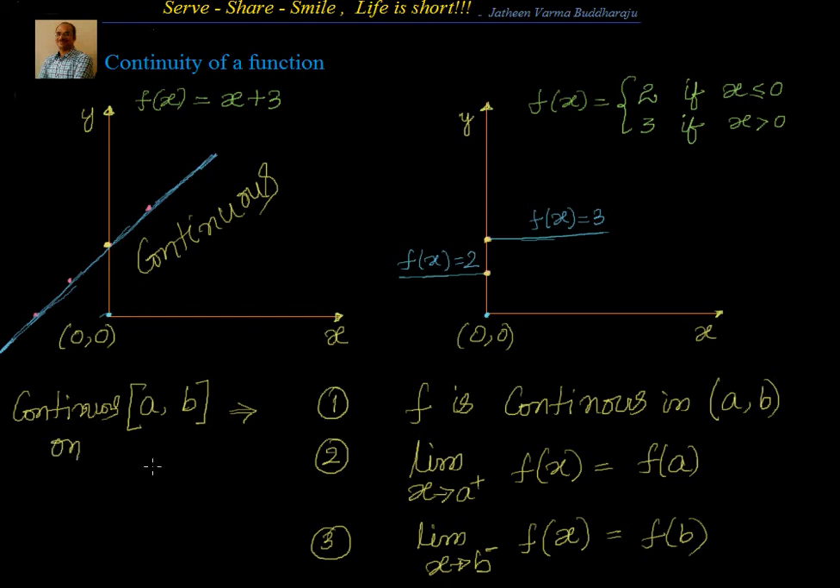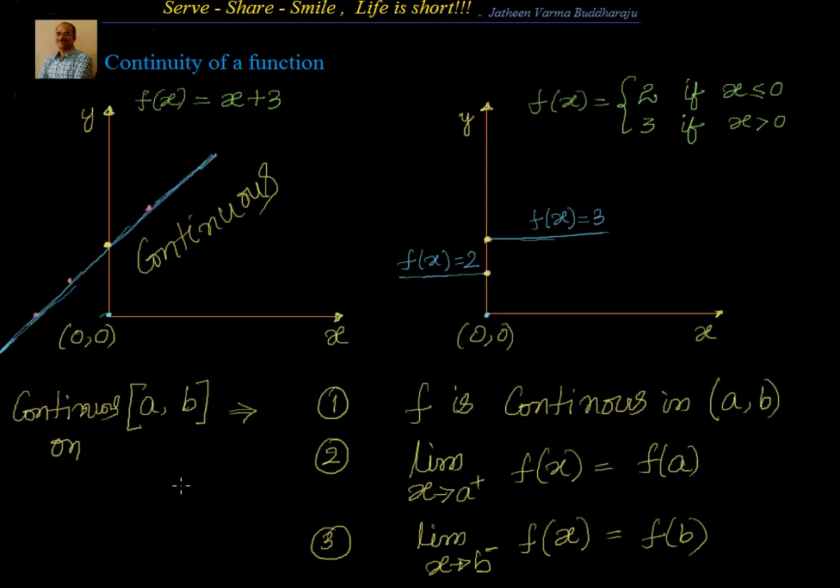A function is said to be continuous on closed interval a and b if and only if f is continuous in the open interval a comma b, that means all the values in between a and b, f should be continuous. Not only that, the right hand limit of f of x at a should be equal to f of a, and the left hand limit of f of x at x equal to b should be equal to f of b. So if these three conditions are satisfied, then we call that function continuous on the closed interval.